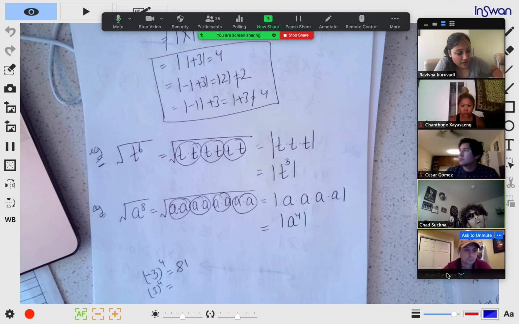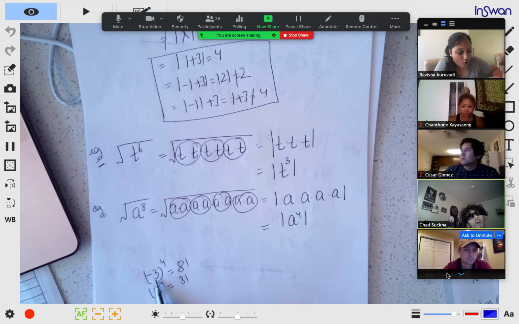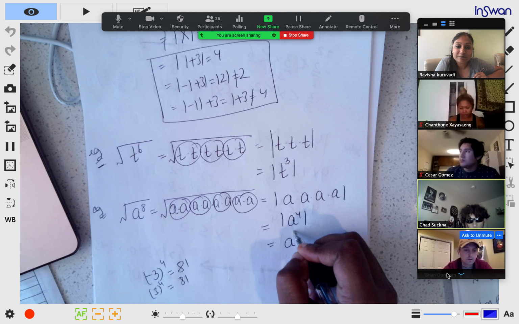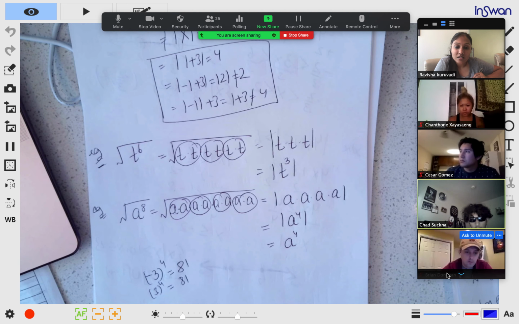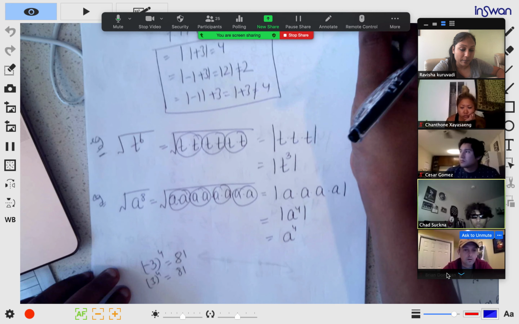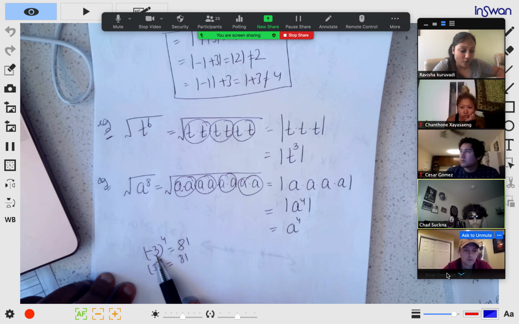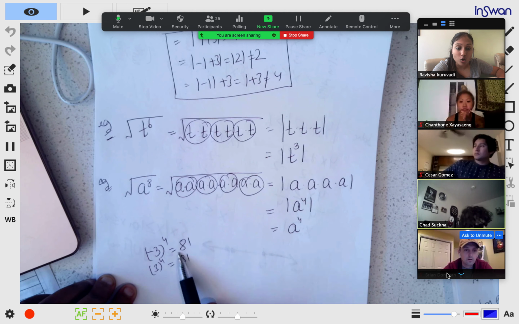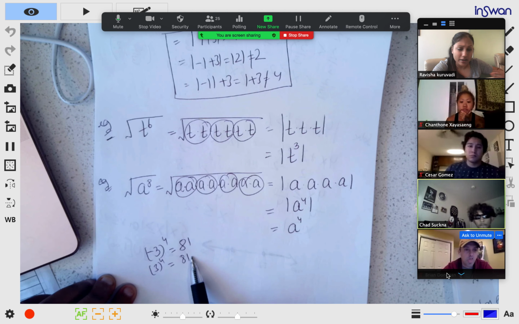No matter what my A is, if it's negative or positive, my final answer is always positive. So I don't need to write my absolute sign. My connection's unstable. So no matter what my A is, negative or positive, my actual answer is coming out to be always positive. So I don't need to write the absolute sign.